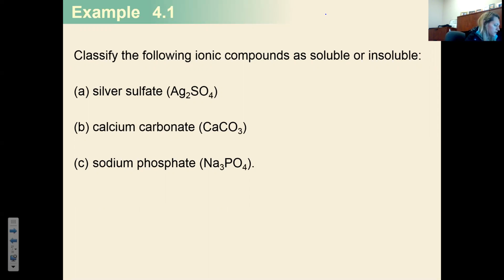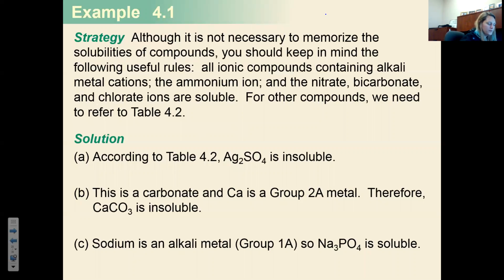Hopefully all of these were easy enough that you were able to look at that chart and find out that Ag2SO4 is insoluble. This one is a calcium, which is in the group 2 metals, therefore this one is insoluble because it's mixed with that carbonate. And we have this one here, which you won't find on the rule chart, and so we know it's soluble. The PO4s and Nas are soluble.